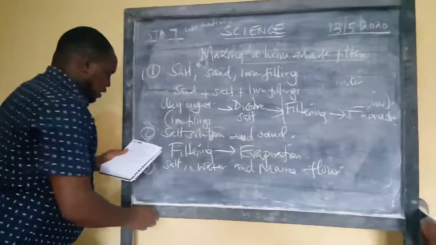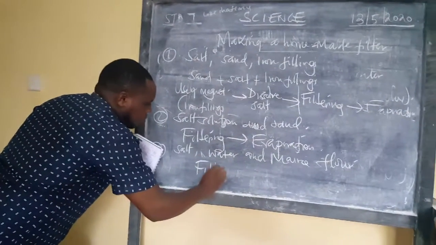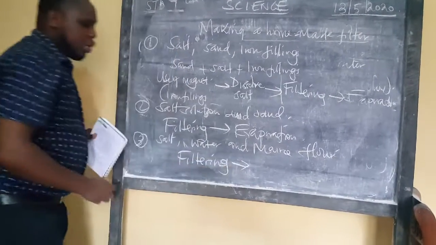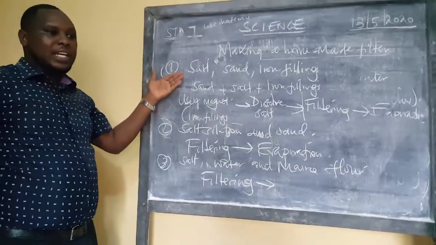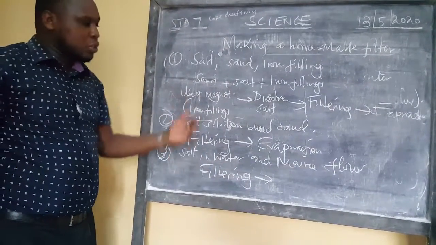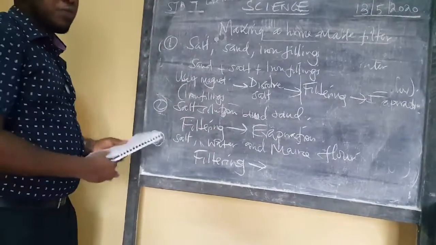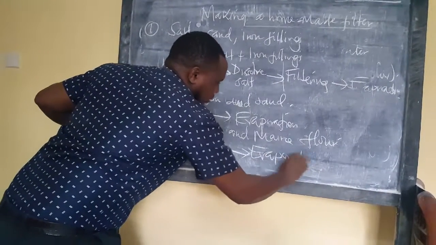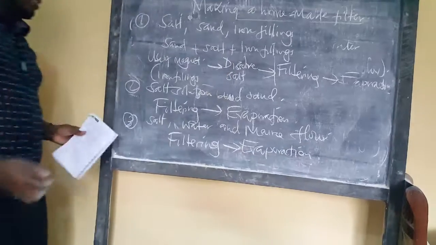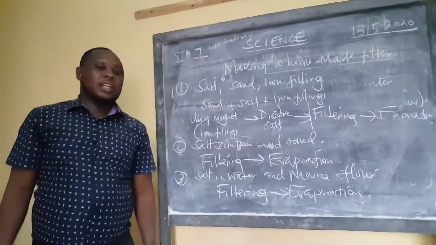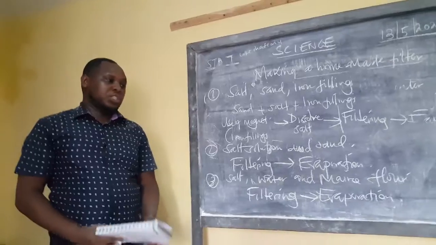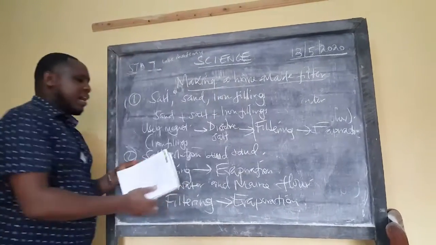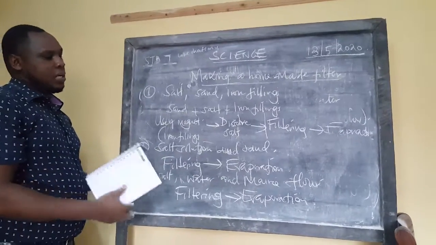So the first step will be filtering. After filtering, you will get maize flour on one side, then on the other side you will have a salt solution. That salt solution, for you to get the salt in it, you are going to evaporate that mixture. Evaporation. So that is it. From filtering, and the next one will be evaporation. So that's how we can be able to answer questions in the exam regarding this particular topic.